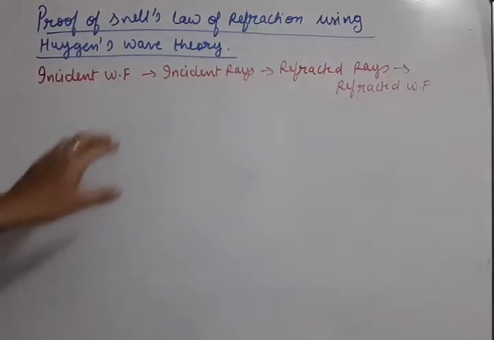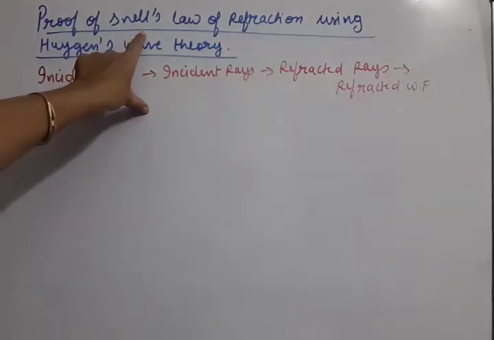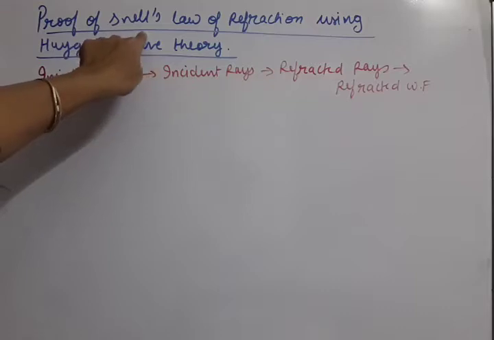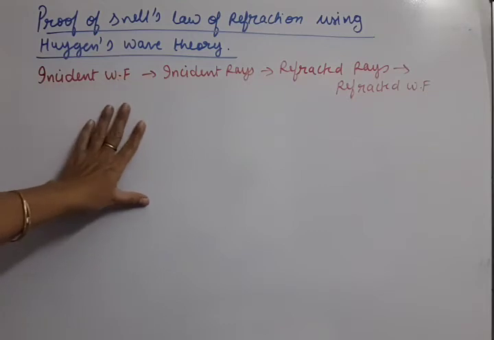Students, now our next topic in the Huygens chapter is the proof of Snell's law of refraction for wavefronts using Huygens wave theory. So for wavefronts we have to prove Snell's law of refraction, that means sin i upon sin r equal to mu.